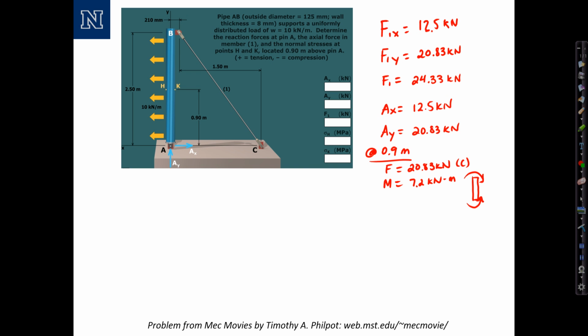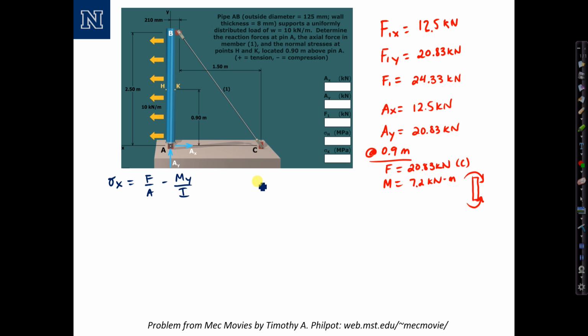We're asked to evaluate the stresses at points H and K, which are 0.9 meters from the bottom of the member, and the axial force at that location is 20.83 kilonewtons. The bending moment is 7.2 kilonewton meters acting in the direction that I have shown here. My equation for total normal stress is equal to F over A minus My over I.